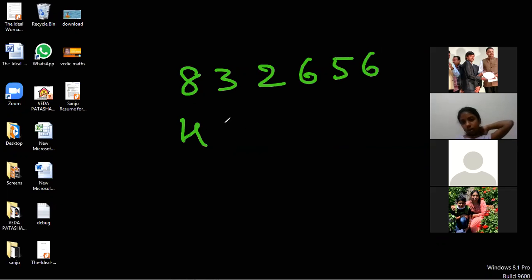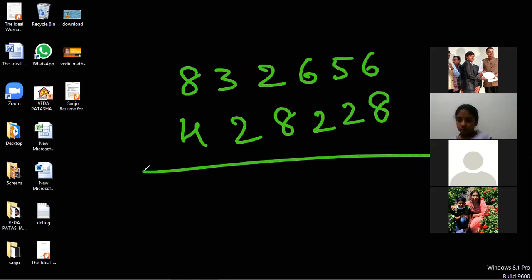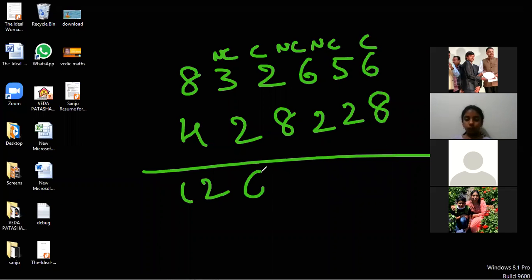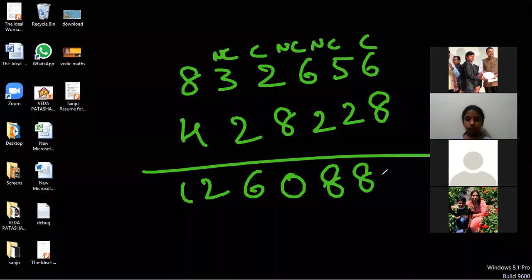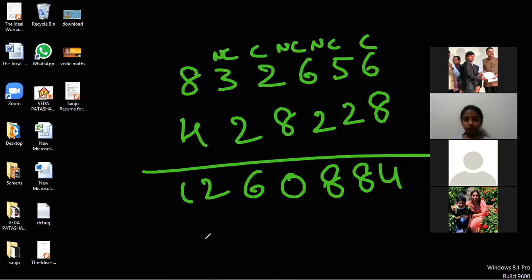I will do another problem for your clarity. You see, it is a non-carry, a carry, non-carry, non-carry, and a carry. 12, so write 12 as it is. 5, 6, 0, 0 only. 8, 8 only. 7, 8, because the next pair is a carry. And 4. Did you understand how fast it is?